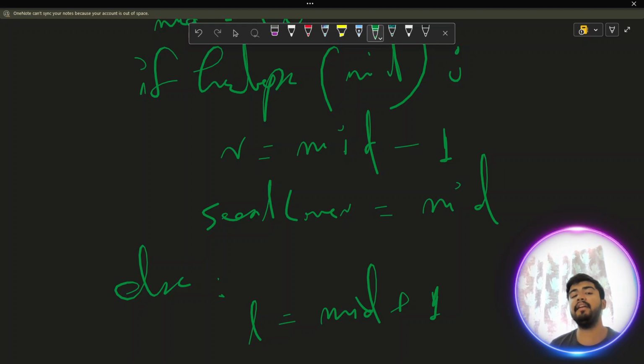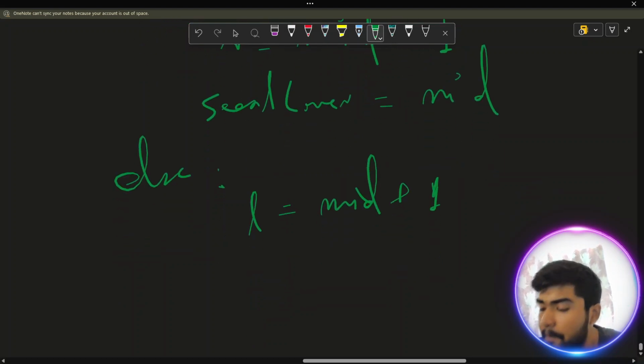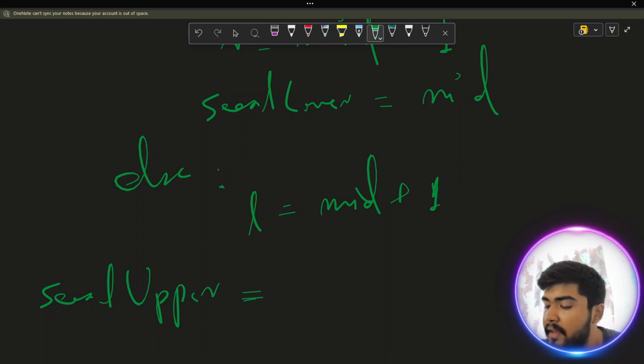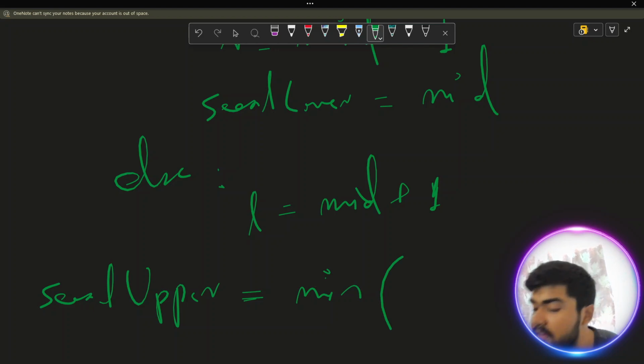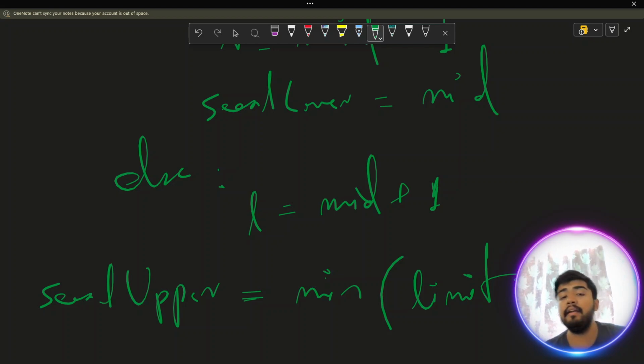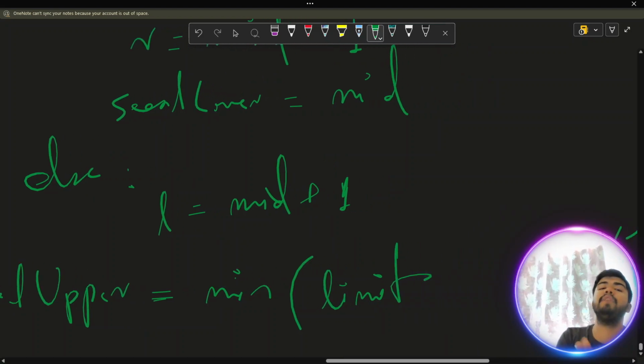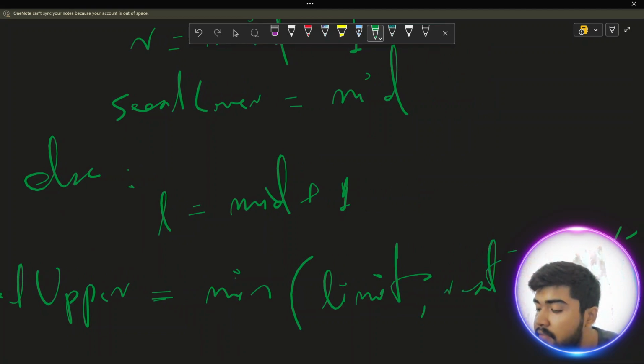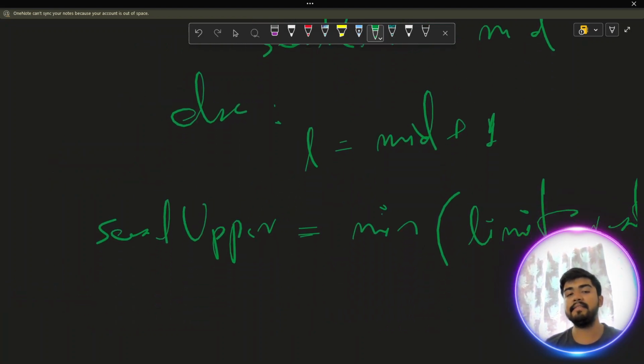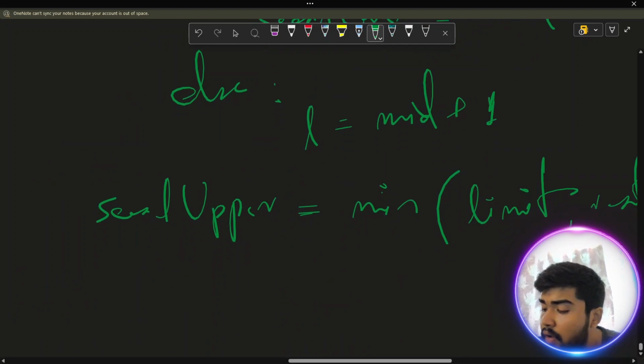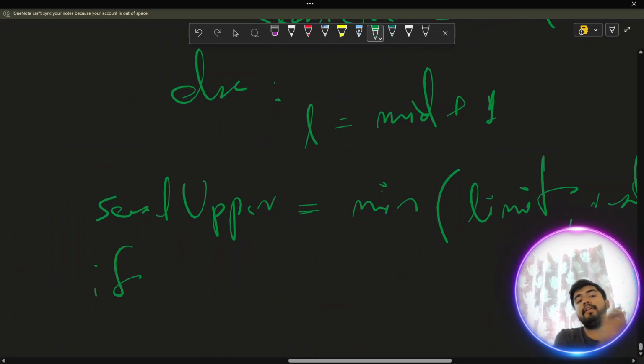Can you guys tell me what is my upper boundary? Second upper, what is my upper boundary? My upper boundary can be the min of the limit of second, which is going to be at the limit only, and how many candies altogether we have in my hand to assign to second, that is rest 2. So now I have second's upper boundary and second's lower boundary.